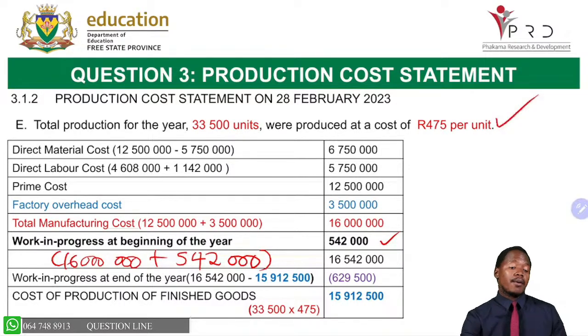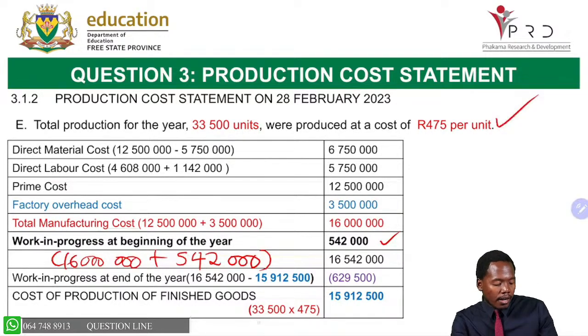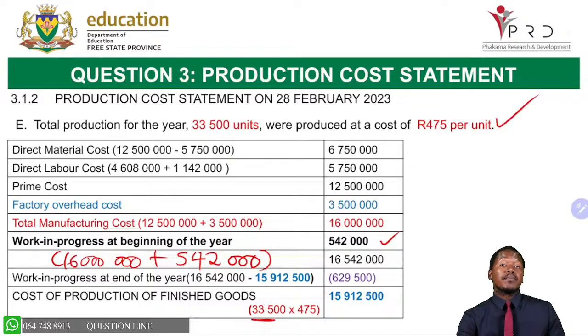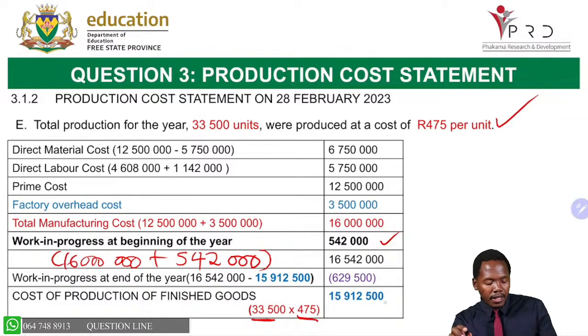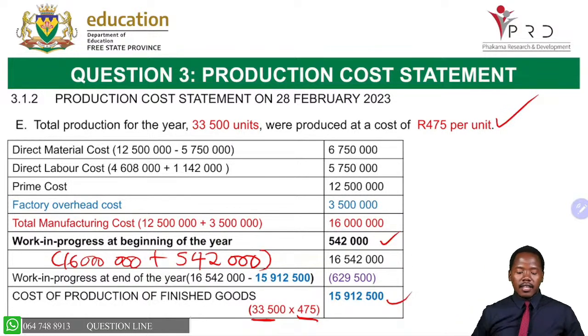We're going to also use another way of getting this. You are going to take the units produced multiplied by the production cost per unit. So 33,500 multiplied by 475. Then we get 15,912,500. How do we get our work in process now?